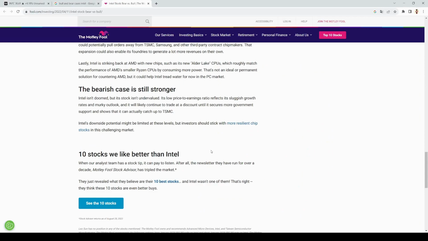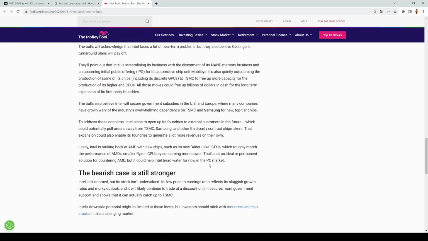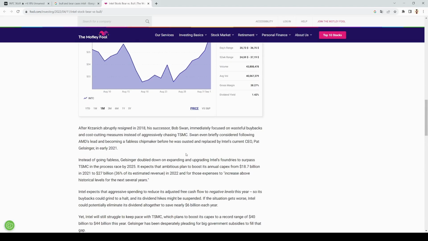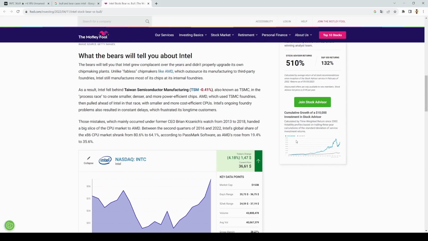But first, let's look at some bull and bear cases about Intel. The bear cases are that Intel hasn't invested as much in their chip making business in the last few years, and AMD has overtaken them. The difference between AMD and Intel is that AMD doesn't have its own factories. But I think that's a good thing for Intel because it's better to have their own factories. But the bad case is that the factories are worse than the Taiwan Semiconductor Manufacturing factories.